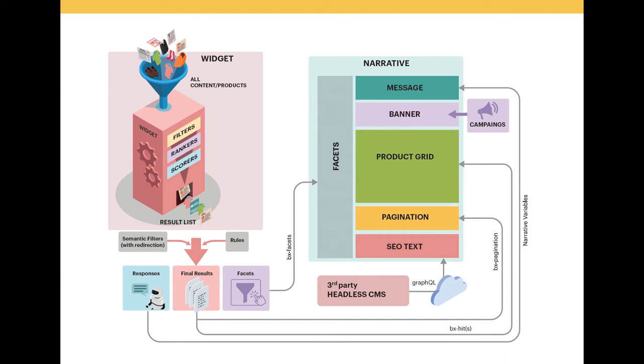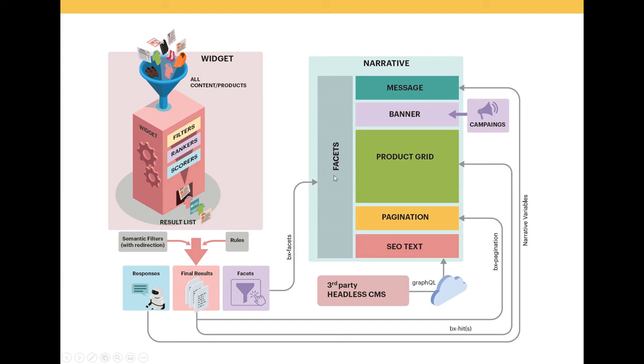So we have looked at how the widgets, based on the filters, rankers, and scorers, are producing these final results. We have also seen how the narratives are defining a layout. And now the key idea is that both aspects are connected together. A lot of these aspects are connected behind the scenes, so you don't have to do anything as an administrator. So for instance, the facets are connected with the facets through an internal parameter called BX facets.